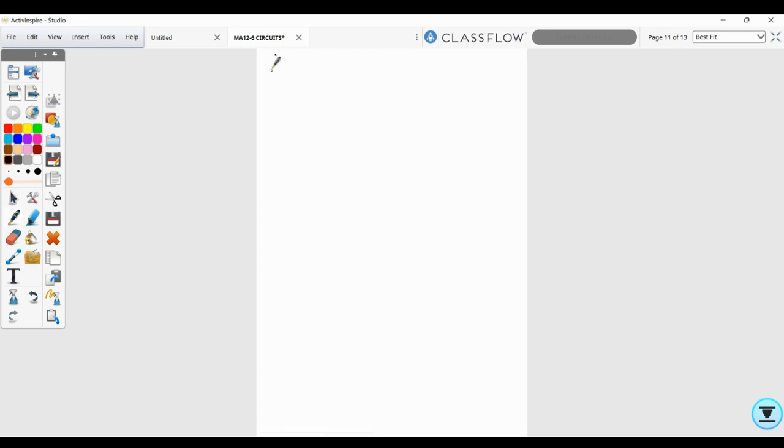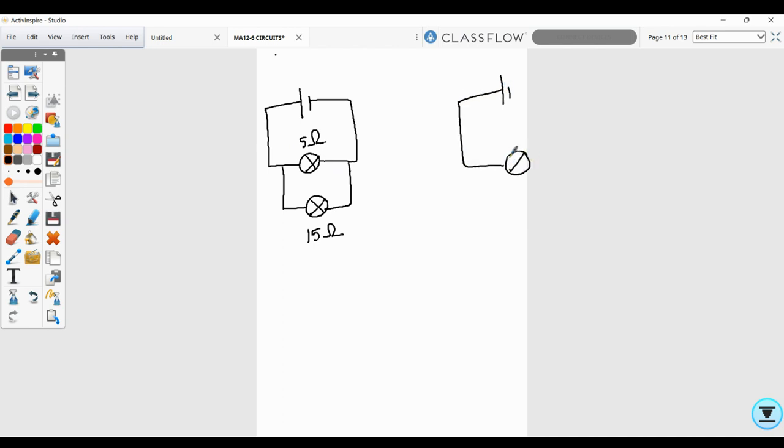Let's do that. If you're looking at a parallel circuit, this is important. If you have light bulbs in parallel, they often ask you this, with different resistances. So let's say this has a resistance of 5 ohms, and this one has a resistance of 15 ohms. Remember, resistance stays constant. Now if you take those same light bulbs and connect them in series, you put your 5 ohms here and your 15 ohms here.